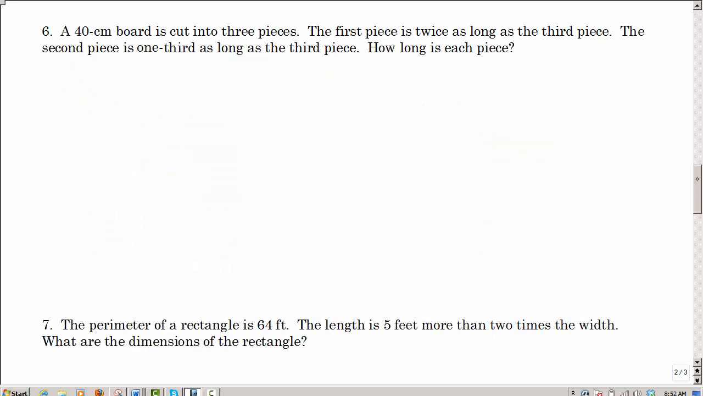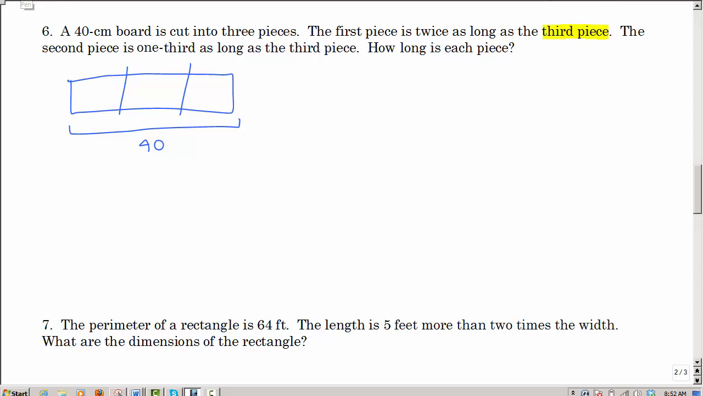Number 6 is the same thing, just more practice, different words. We have a 40-inch board, again cut into 3 pieces. So end to end is 40 centimeters. The first piece is twice as long as the third piece. Okay, so this time the third piece is going to be x. Alright, so I'm going to put that there.